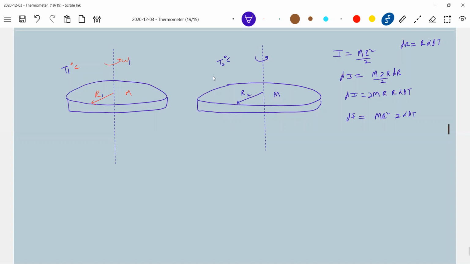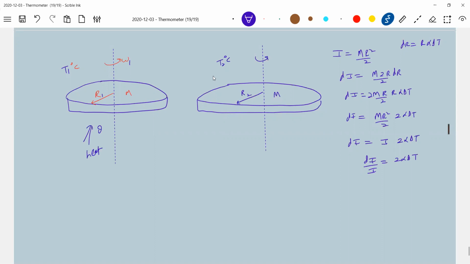Let it be as it is. So this mr square by 2, I'll write it back as I. So look at dI by I, 2 alpha delta theta. Moment of inertia in fact will change. Then we are going to supply heat, no?